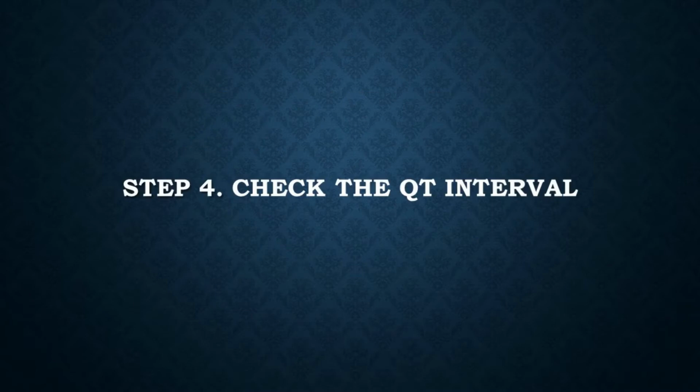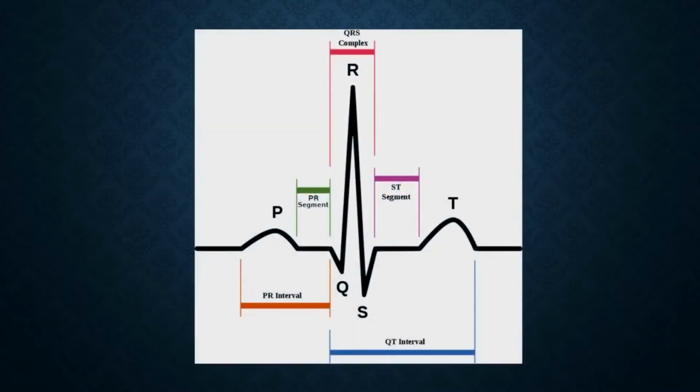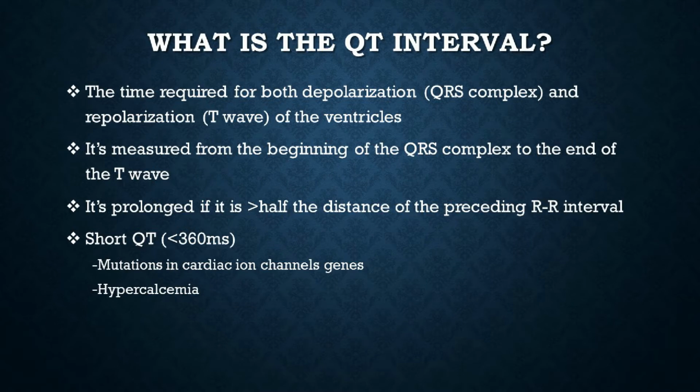Step 4. Check the QT interval. The QT interval reflects the time required for both depolarization, which is the QRS complex, and repolarization, which is the T wave of the ventricles. It's measured from the beginning of the QRS complex to the end of the T wave. You want to check if it's prolonged or not. Quick way to determine if it's prolonged is if it's more than half the distance of the preceding RR interval. But it works only at normal heart rates, which is heart rate between 60 and 100 beats per minute.